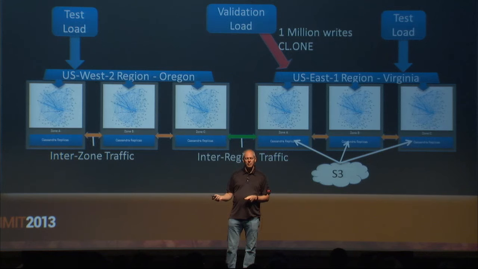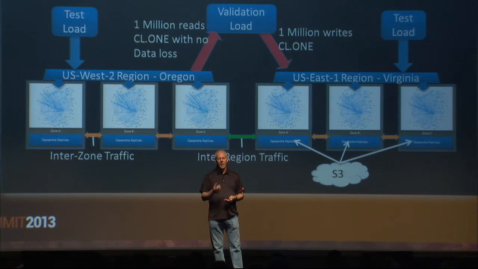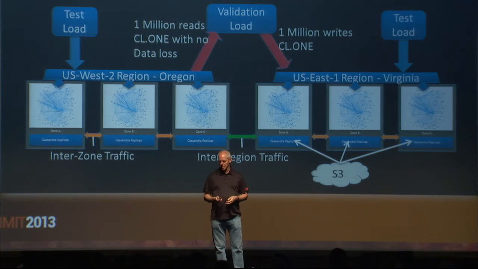And then just to prove that this worked, we set up a validation load where we wrote as fast as we could 1 million writes with CL1, so that's the minimum consistency. We wrote them to one region, and then we read back those 1 million writes from the other region and got no data loss and measured the latency and made sure that everything worked. So this was the validation we did to prove to ourselves that we could replicate write-intensive data stores from east to west.